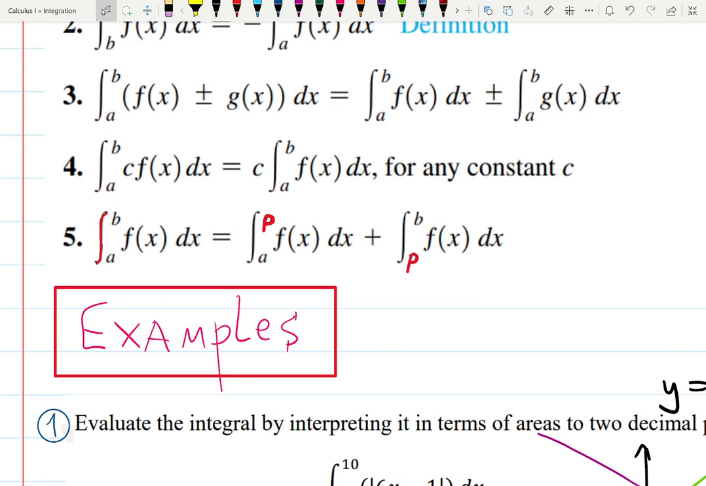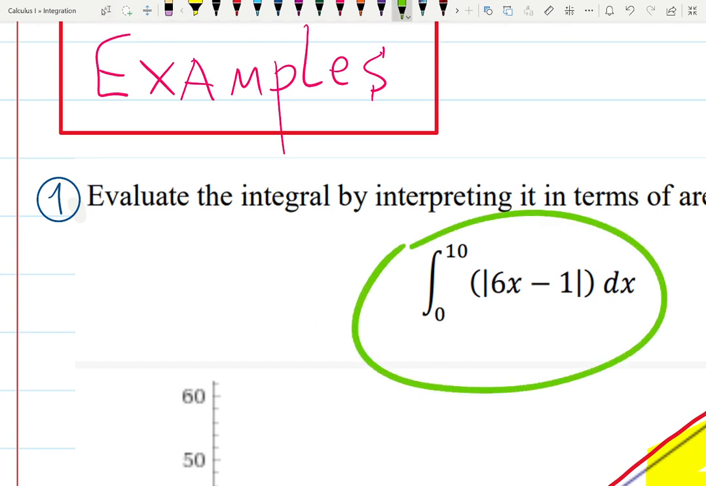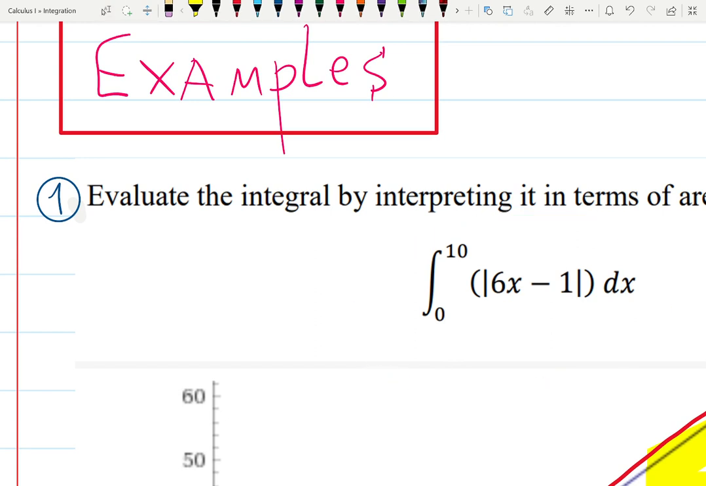And now let's do the example. Let's evaluate the integral in terms of areas. And here's your integral with the absolute value. Oh, you will think about it like, why did they put absolute value there? My life is already stressful. So yes, let's learn how to work with absolute values in other areas.